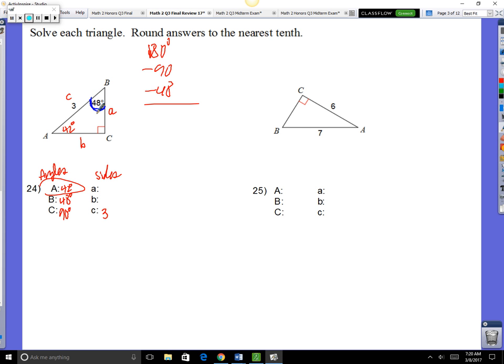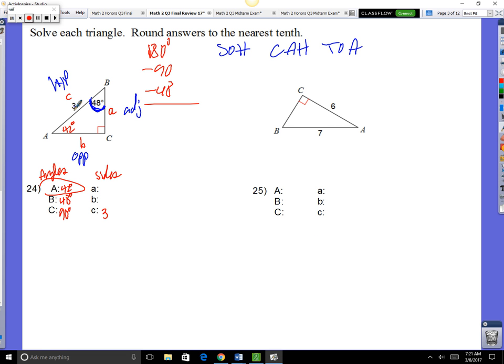If I mark it from B, that means the hypotenuse will never change. Your hypotenuse is the largest. It's always opposite the 90. But if I'm going from B, this is my opposite. And that means this is my adjacent. So your three trig functions, SOHCAHTOA, these are your three trig fractions.